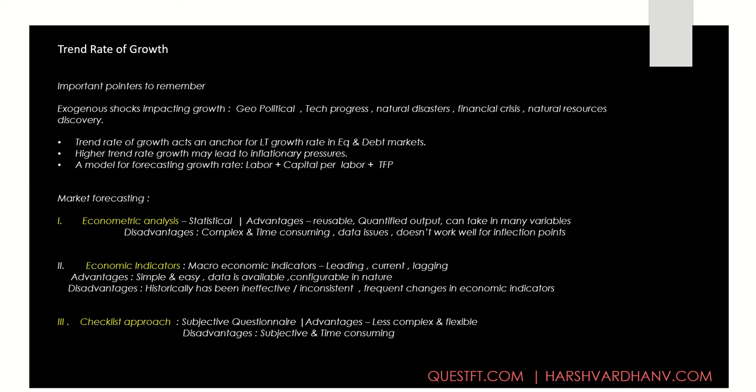The second is economic indicators. These are very common indicators that you hear every day. You read about them: what is your GDP growth, what is going to be your output, your fiscal deficit, your capital deficit, your trade gap, how much your currency is going to appreciate or depreciate, what is your forex reserve. So these are macroeconomic indicators: leading, lagging and current. There are three types of indicators.